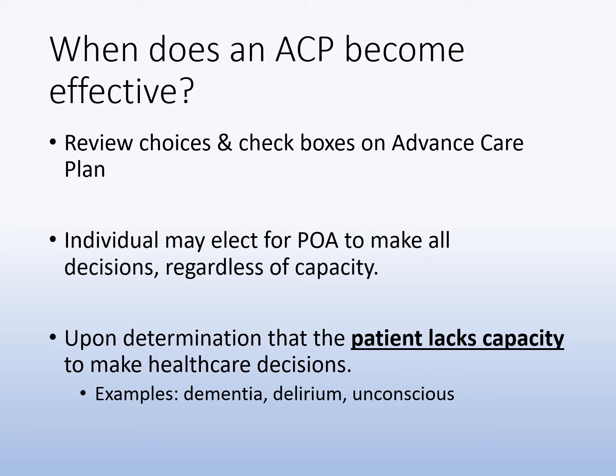Oftentimes people ask me, when does this advanced care plan become effective? If you remember the first page of the advanced care plan that I showed you, at the very bottom of that first part, you indicate whether or not you want your power of attorney to make decisions for you even while you have the capacity to do so, or you indicate that you want that power of attorney to make decisions only when you are no longer able and you don't have the capacity to make these decisions. So make sure that you take a look at that portion of the advanced care plan, because there is some misunderstanding around this.